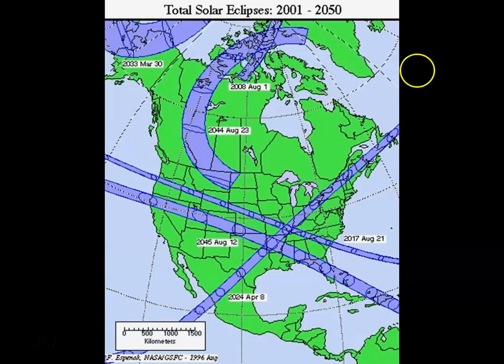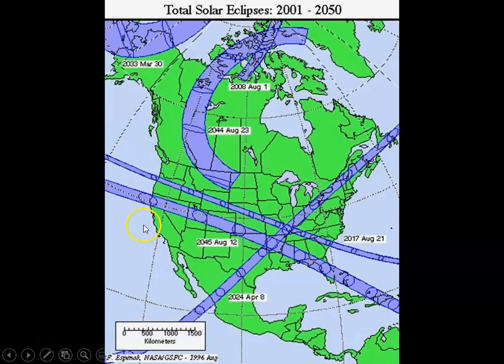And here is a map of the total solar eclipses that have been or will be visible in North America between 2001 and 2050. So here was the famous one of August 21st, 2017. And there's going to be another big one on April 8th of 2024. That will be visible kind of up in the northeast. Hopefully I'll get a chance to go traveling and see that one as well.